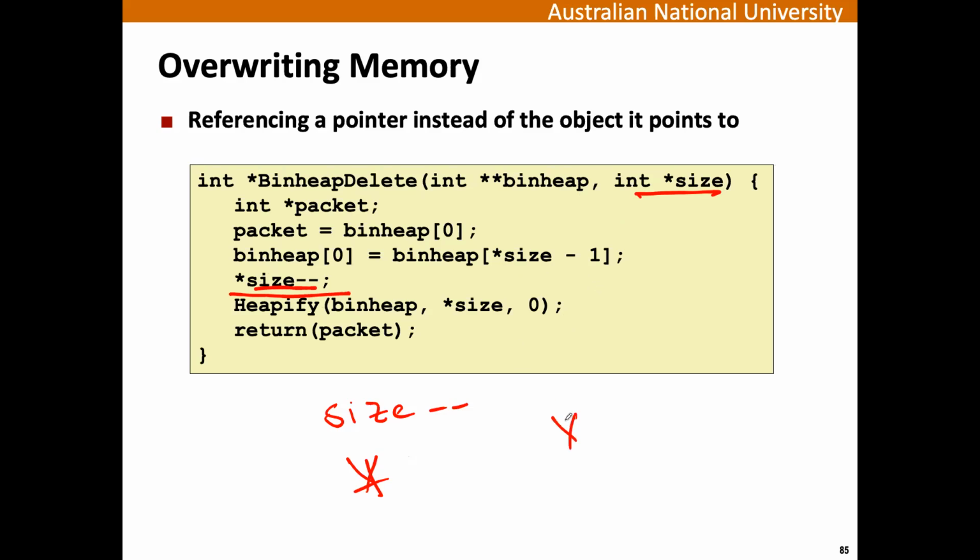And so how do you fix this? You use proper precedence. You first dereference the pointer, get the size, and then do minus minus.